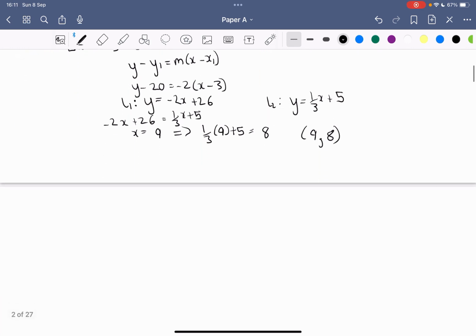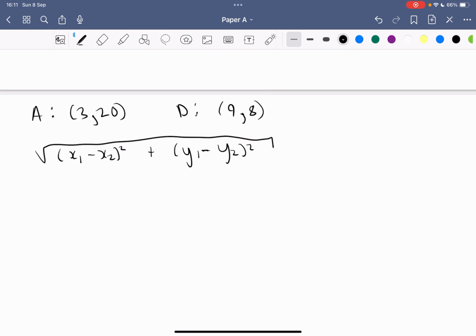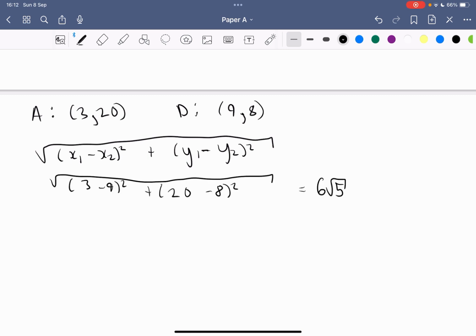Okay? So now that I've got the coordinate of D, I can find out the length of AD. So if I write down the coordinates here, so A is 3,20 and D is 9,8. So now I just need to sub this into the equation to find the distance of 2 points. Okay, so this is our formula for the distance between 2 points. So I just need to sub in these coordinates into this formula. And I get 6 root 5, which means k is equal to 6.